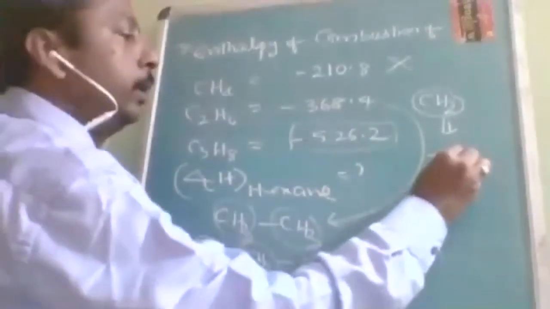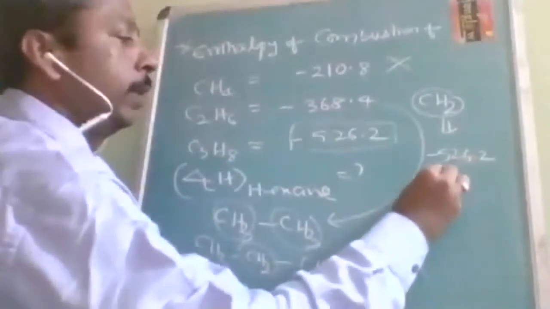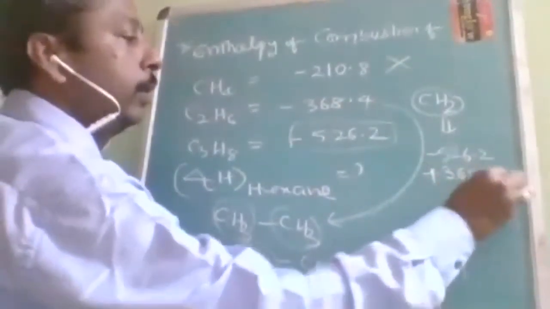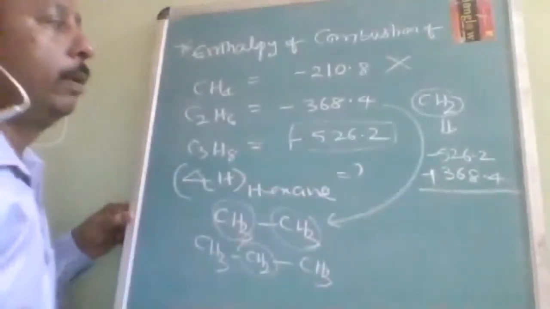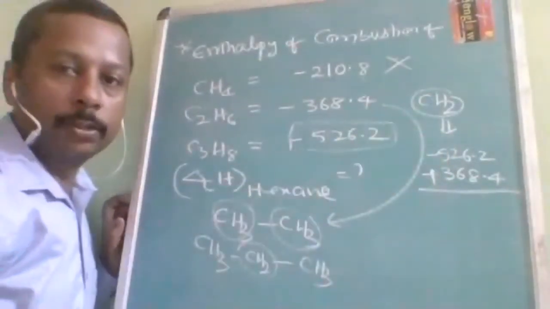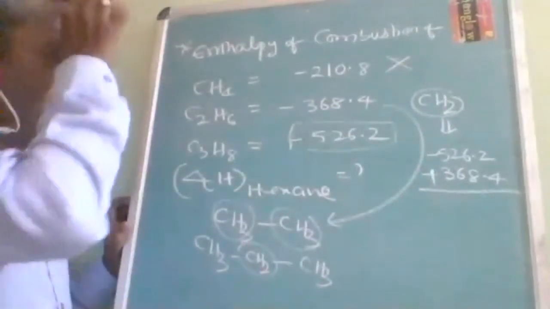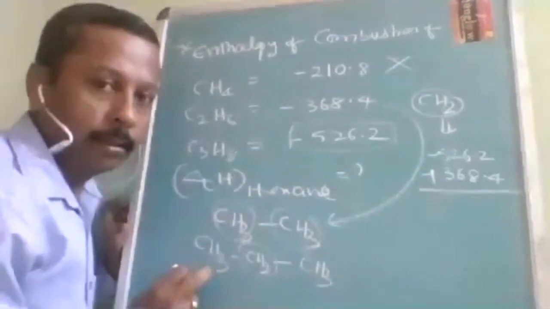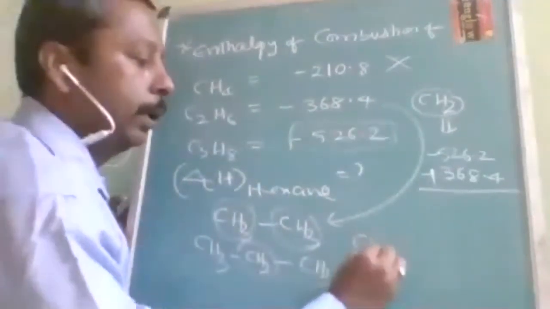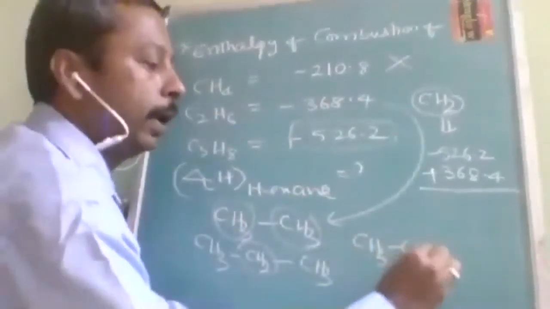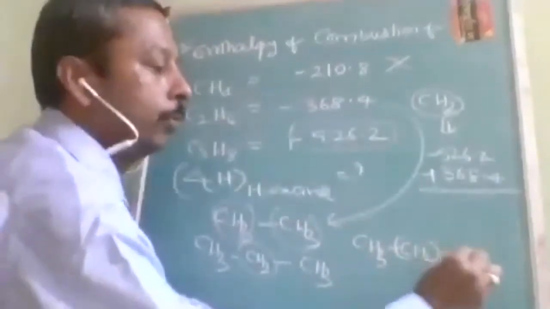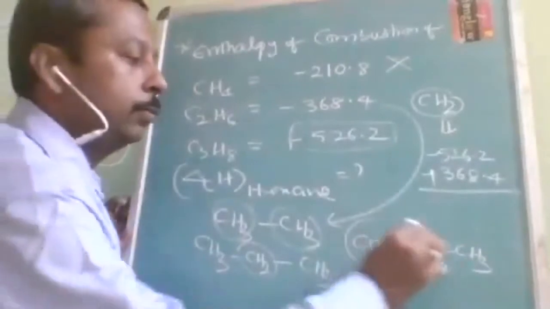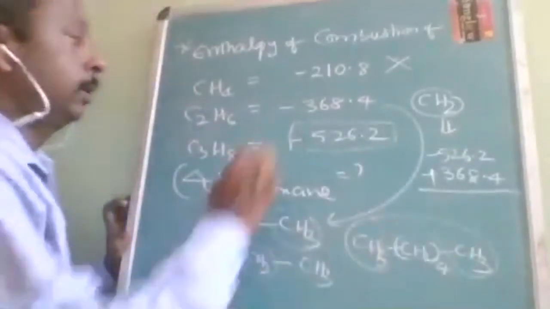Minus 526.2, minus of minus, that is plus 368.4. This much amount will be released only because of this CH2. So I wanted to form hexane. Listen carefully, try to understand this trick. Hexane is CH3, I am writing this as CH2 four times and CH3. So these two values I already know.